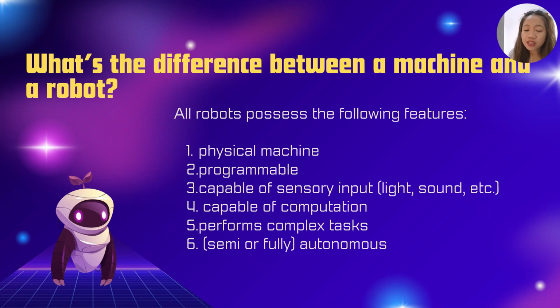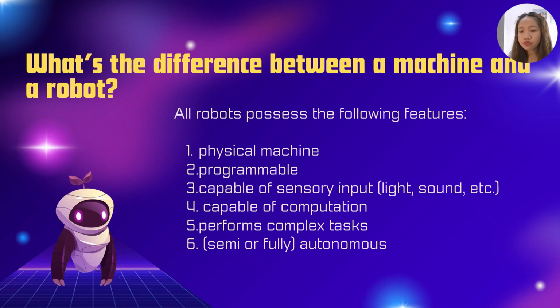Okay, so one, it has to be a physical machine. Two, it has to be programmable. So we will be using various language codes in order to alter the program or create the program of the robot. Next, it must be capable of sensory inputs. And for this, you will be using different sensors depending on the type of data that the robot requires. Next, it is capable of computations, meaning it is capable of processing whichever data it can get from its sensors. Then from the computation, it is able to carry out complex tasks.